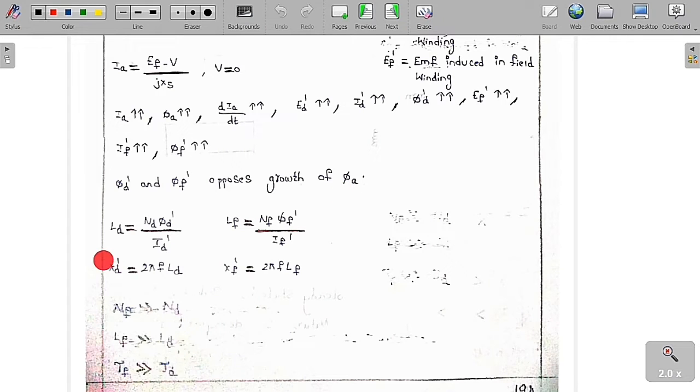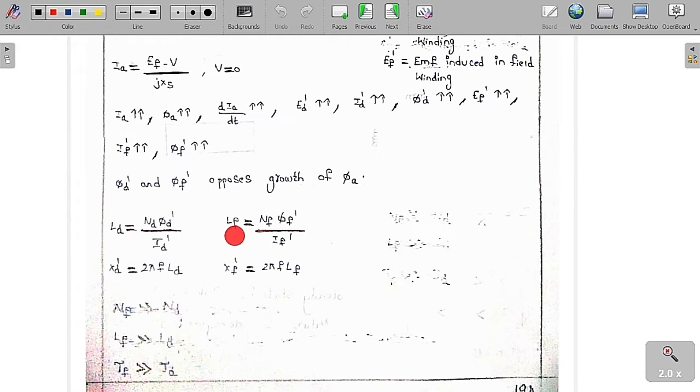Then, if you want to know the inductance of the damper winding, as I've already told you, the general expression of inductance is L equals N phi by I. Here we are talking about the damper winding. So LD is the inductance of the damper winding, ND is the number of turns of the damper winding, phi D dash is the flux produced by the damper winding per turn, and ID dash is the current flowing in the damper winding. This is the expression for the inductance of the damper winding.